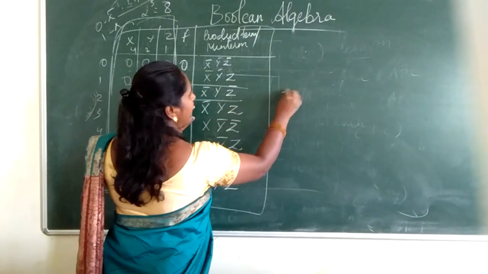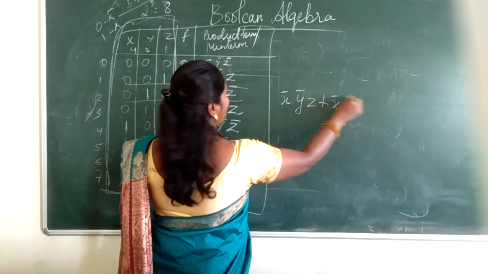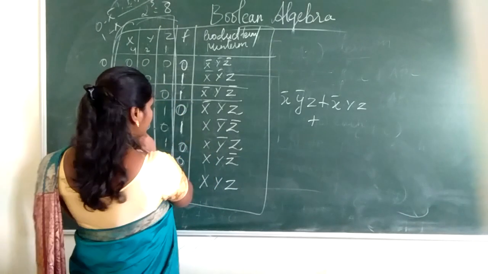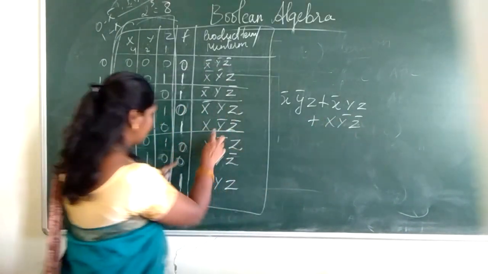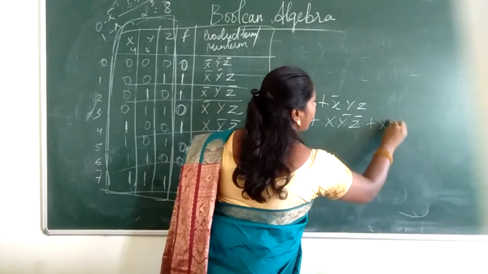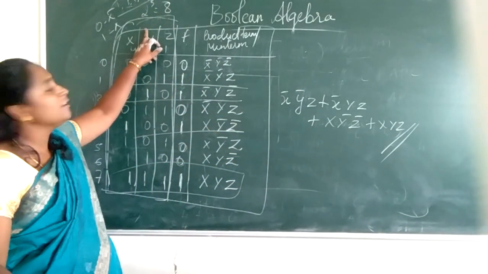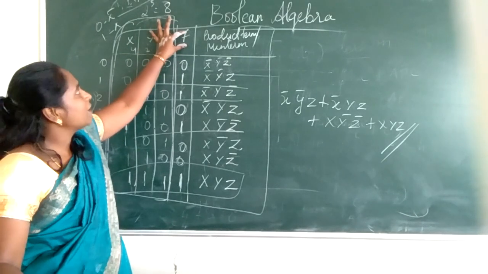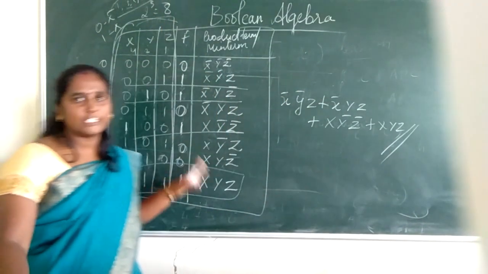That is nothing but x bar y bar z plus x bar y z plus these two over. Now we have this one plus x y bar z bar. Next this one, x y z. So this is my canonical expression of the given function f of x, y, z as variables. This is what we call the canonical function of SOP.